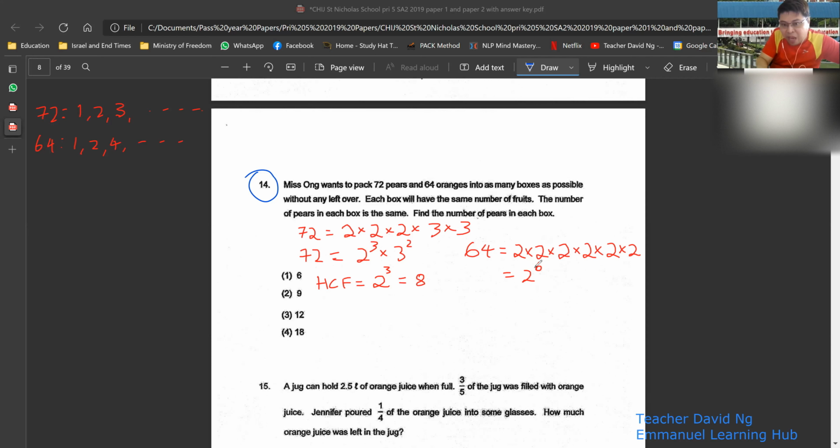You can get your HCF and LCM from prime factorization. So HCF is 2 cubed. How about LCM? At the same time, I teach you prime factorization. Because it is a multiple, therefore you include all the bases. Because it is a multiple, therefore I choose the highest power. Does that make sense?